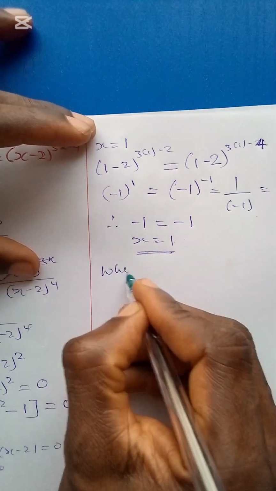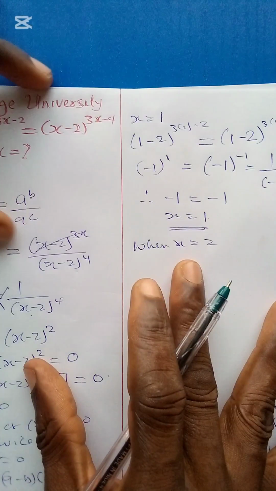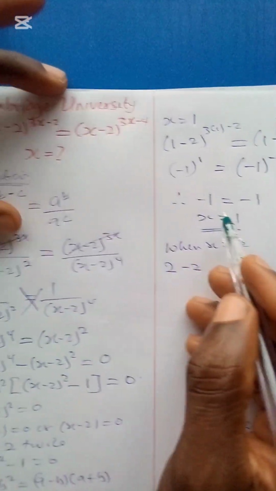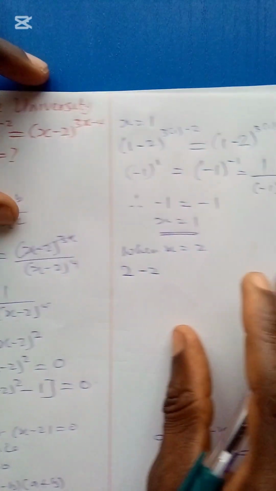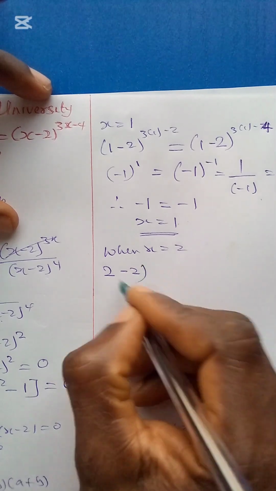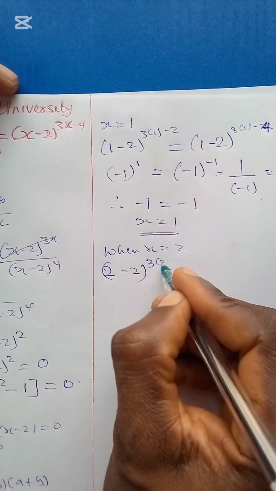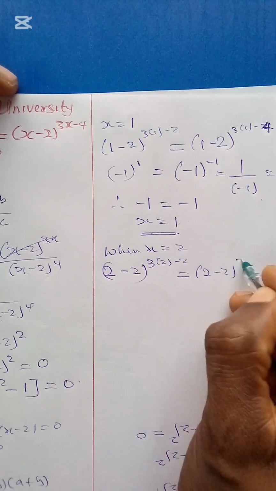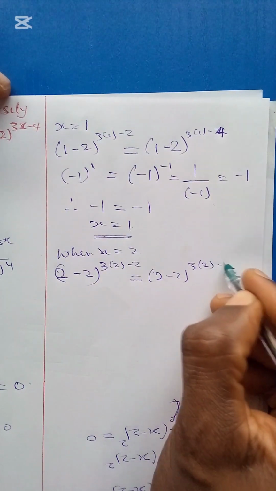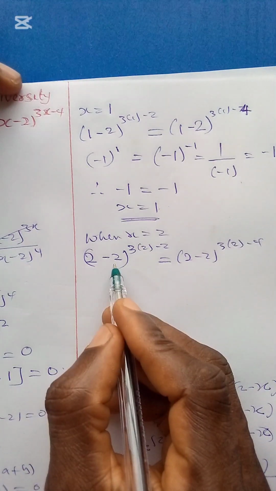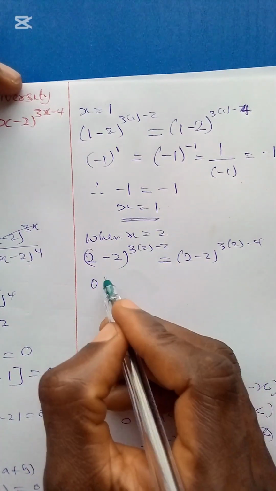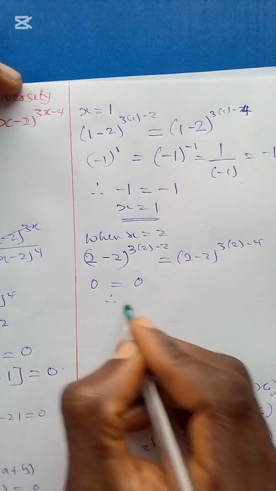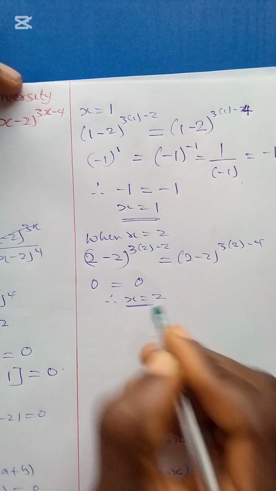Now when x equals 2, substituting 2 for x in the original equation, we have (2 minus 2) raised to power 3 times 2 minus 2, is equal to (2 minus 2) raised to power 3 times 2 minus 4. 2 minus 2 is 0, so we have 0 raised to power, whatever number here, which is still 0. The same thing here, we have 0. Therefore, x equals 2 is a solution.